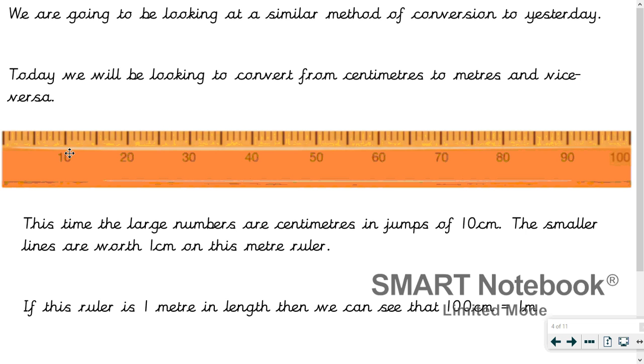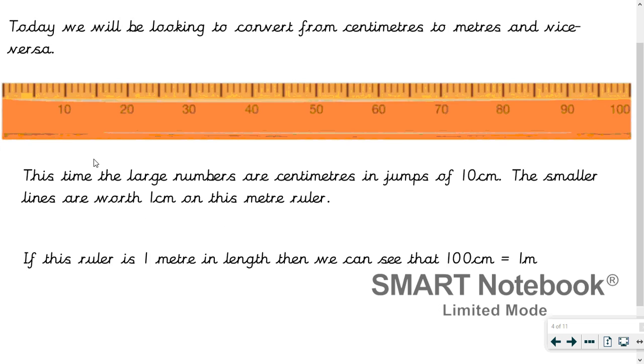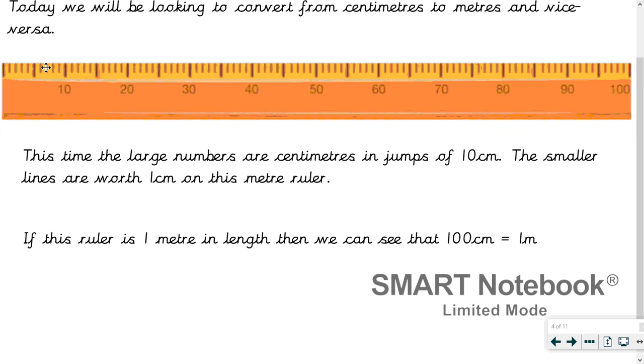So we've covered it. If this ruler is 1 metre in length, we can see that 100 centimetres is a metre. 100 centimetres equals 1 metre. Burn that into your brain for today.